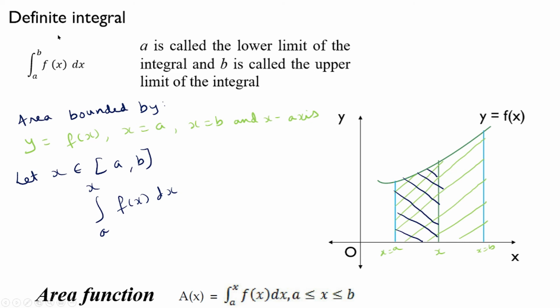Because the definite integral is the area which is bounded by the curve, the lines x is equal to a, x is equal to b, and the x-axis. So, in general, the area function A of x is given by integral a to x f of x dx, where x is any point in the interval a comma b.